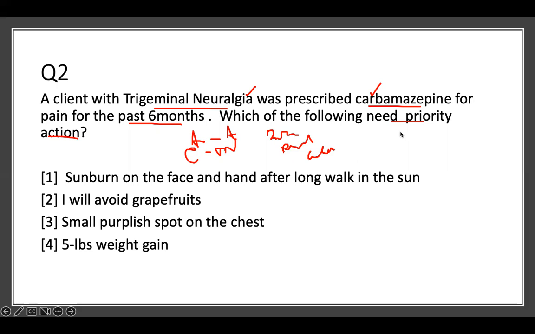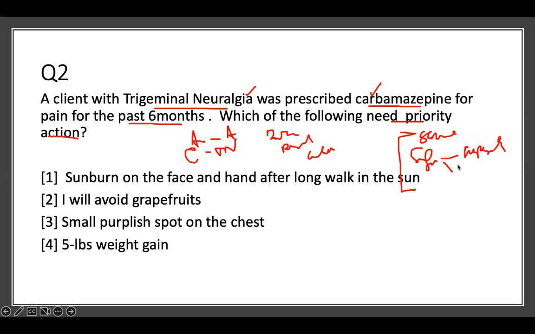Every medication that you have to know, make sure you know the side effects. Carbamazepine is used for seizures, but you can also use it for trigeminal neuralgia, neuropathic pain. Basically, it's a sulfur drug. So sulfur drugs usually have what?